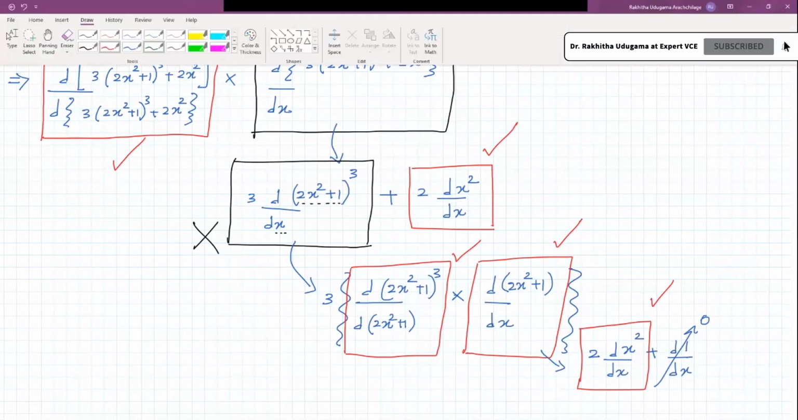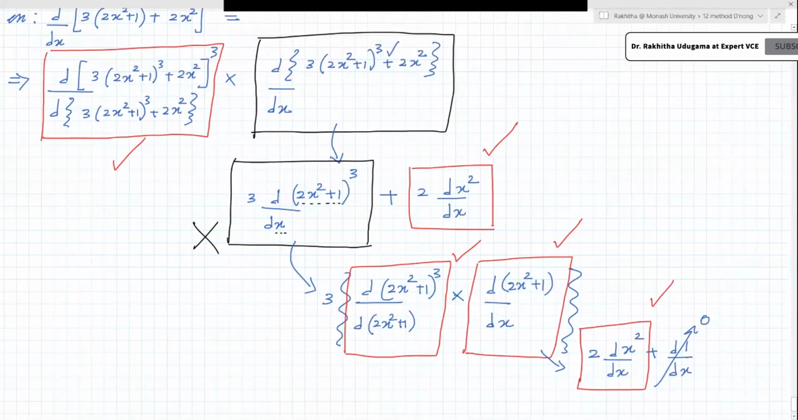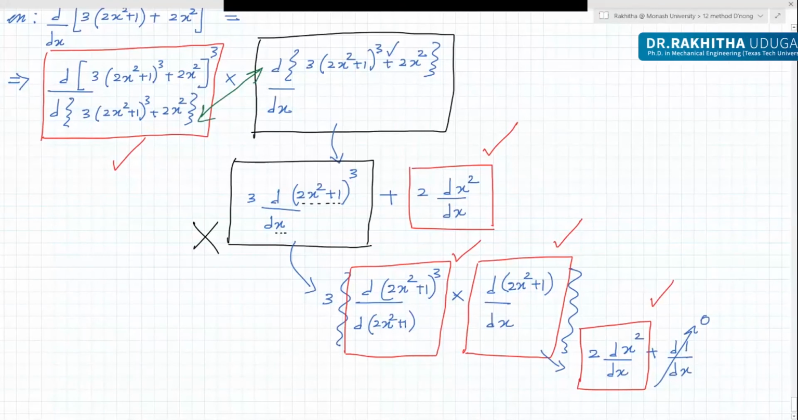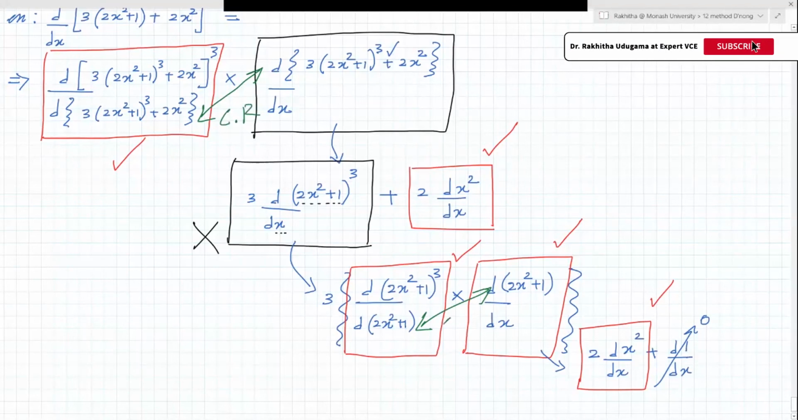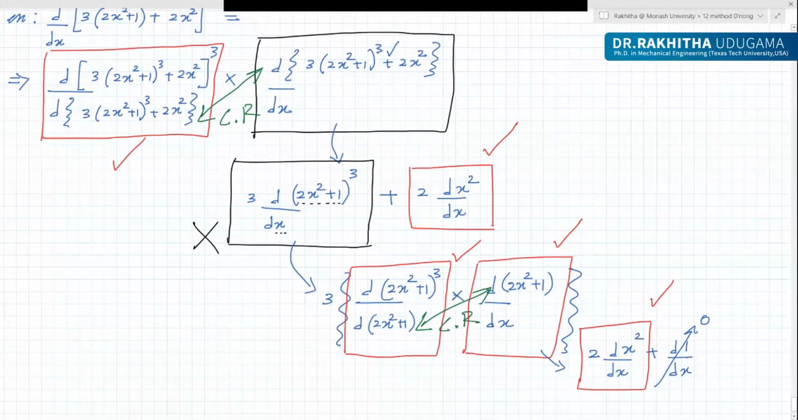Now I will show you the chain rule. I'm doing the question as a series, as a continuation: first step, second step, third step. Here I have used the construction, so this is my chain rule. Where else? Here I have used the chain rule, see. So in this question, chain rule, CR, chain rule, CR. I have done chain rule 2 times.